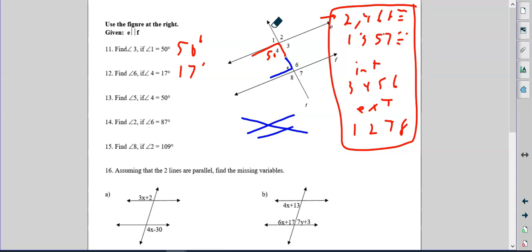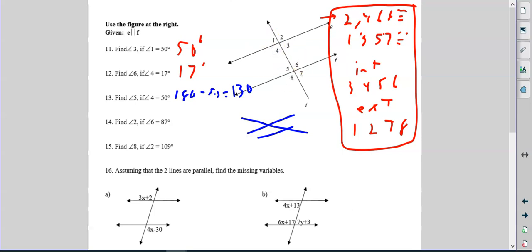But remember, if you know that 2, 4, 6, 8 are the same, and 1, 3, 5, 7 are the same, therefore 4 and 5 must be supplementary. Therefore, angle 5 is going to be 180 minus 50, which is 30 degrees. I'm sorry, I can't do subtraction. Math is hard sometimes. Equals 130 degrees. Those two add up to 180. They are supplementary. They are not equal.